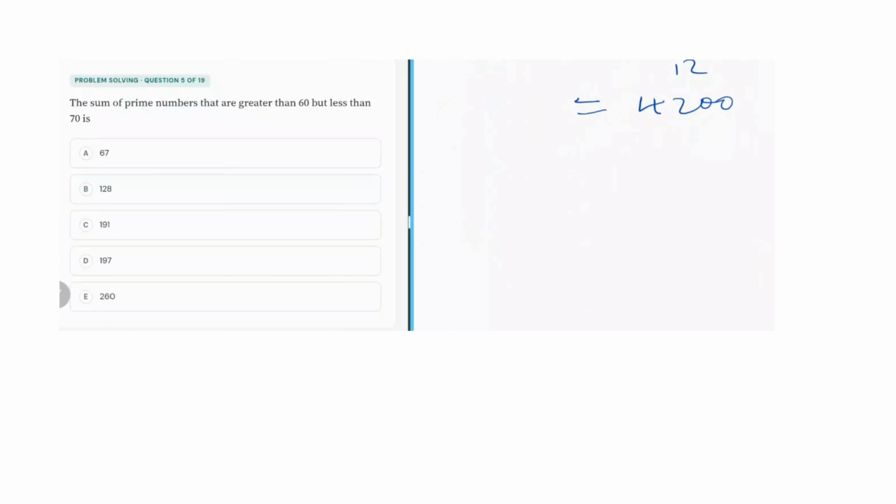Prime numbers are numbers that are divisible by 1 and themselves. But to define it more completely, prime numbers are positive integers greater than 1 that are only divisible by 1 and themselves.